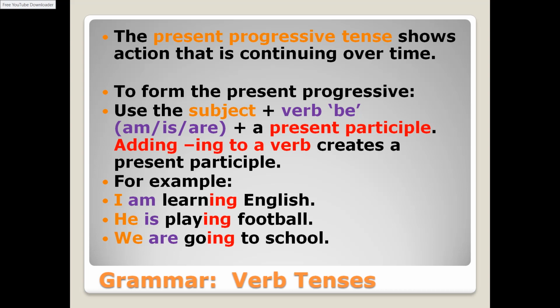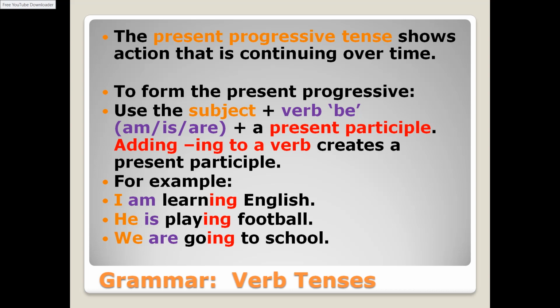We have an example here in this sentence. I am learning English. See how the word learn now becomes a present participle by adding ing. I is a subject here, am is a verb be, and learning is the present participle. Now this has become the present progressive.